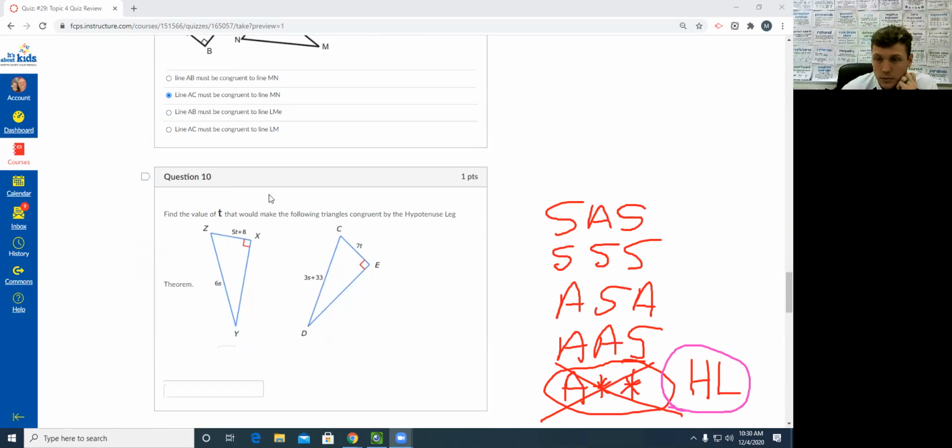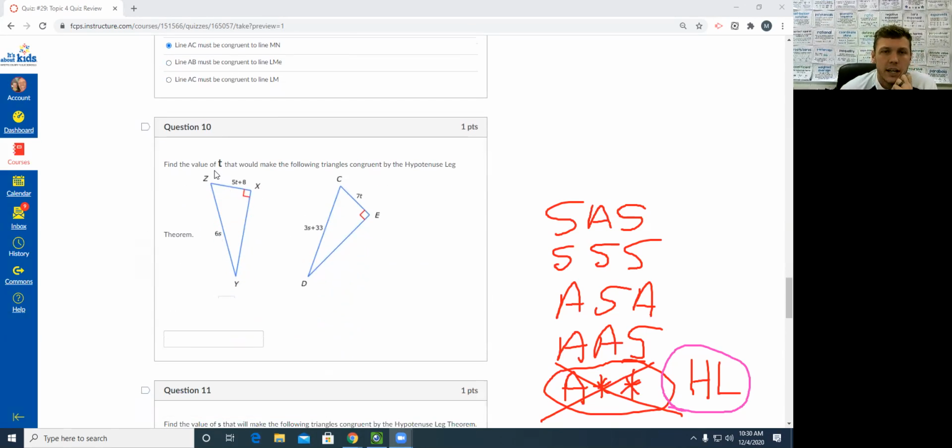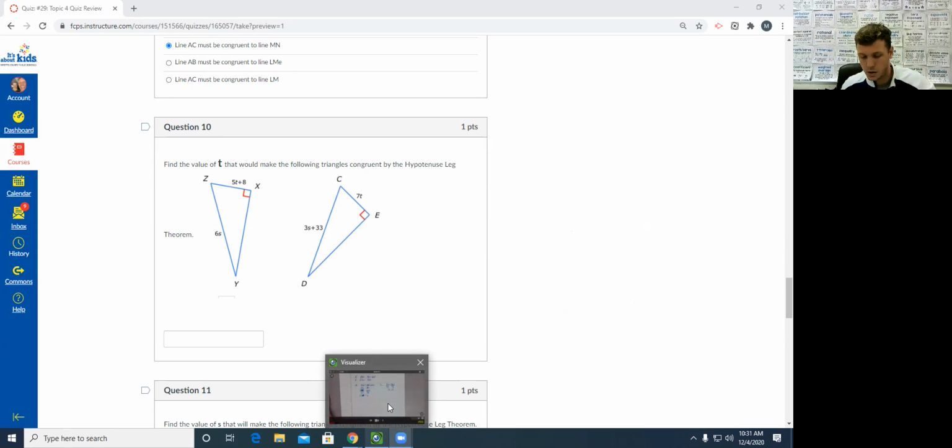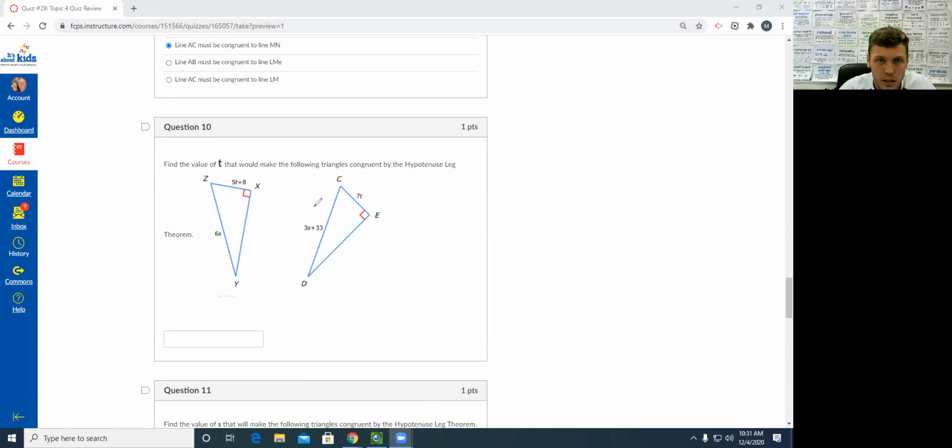All right. Question number 10. This says, find the value of T that would make the following triangles congruent by the hypotenuse leg. Okay. So in order for these triangles to be congruent, the leg has to be congruent and the hypotenuse has to be congruent. So what that means is this expression right here has to equal this one.